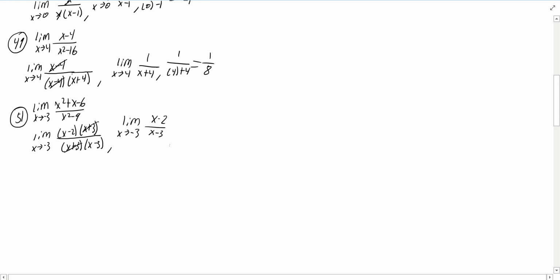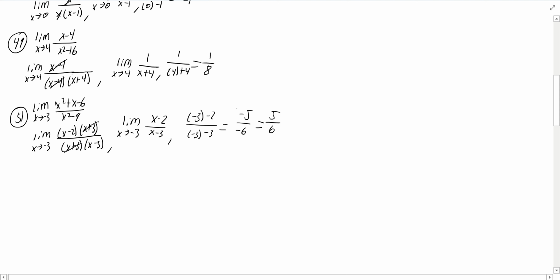And this is good because now we can utilize direct substitution once again. So we're going to have negative 3 minus 2 all over negative 3 minus 3. And so this simply simplifies down to negative 5 over negative 6, which if we get rid of those negatives just becomes 5/6. So there we go. That problem is complete. 51 is now done.